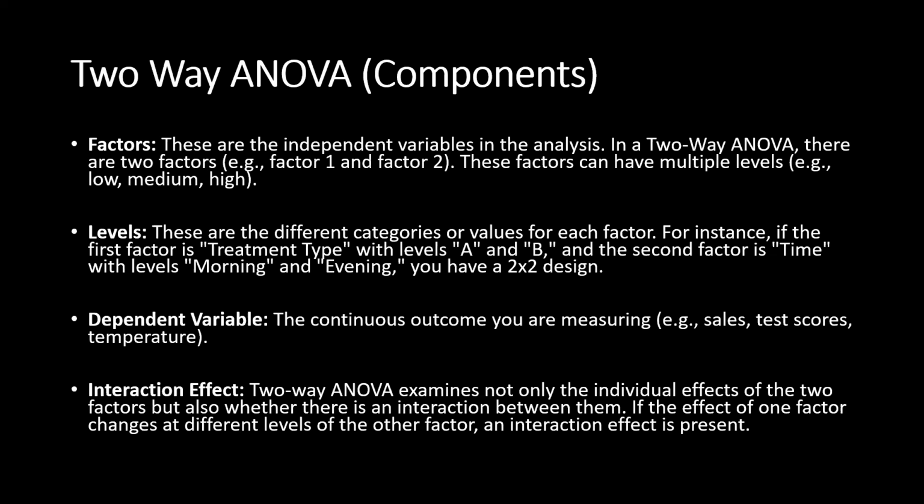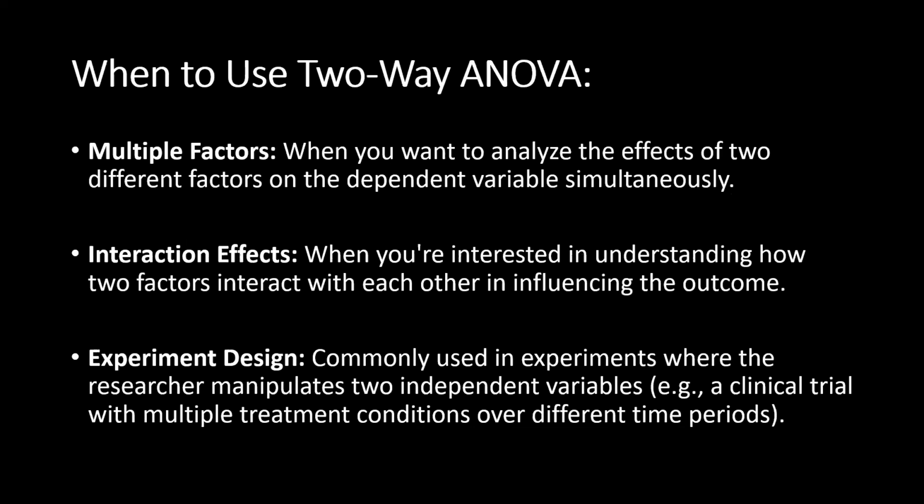Dependent variable is the continuous outcome you are measuring, and the interaction effect for a two-way ANOVA examines not only the individual effects of the two factors, but also whether there is an interaction between them. If the effect of one factor changes at different levels of the other factor, an interaction effect is present, and we'll also go over this as we continue on. Something I should also mention is the factors are the number of independent variables, and groups are the various categorical designations contained within each factor.